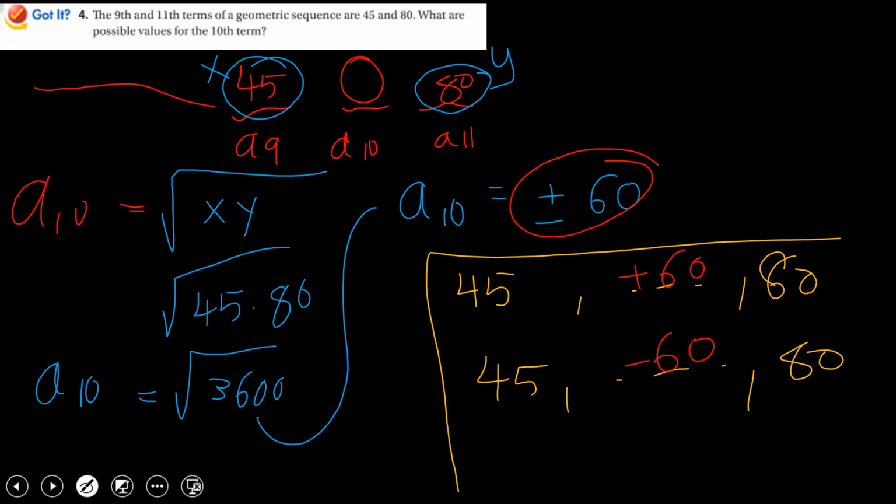So here we have a sub 9, here we have a sub 11, and I need to find a sub 10. It is a term that comes between them. How can I find it? By using the geometric mean. The geometric mean says that if I want to find any term, I just multiply the previous term by the next term, under a square root.